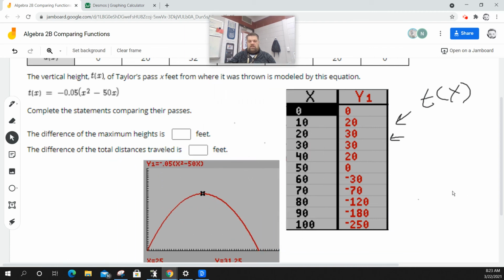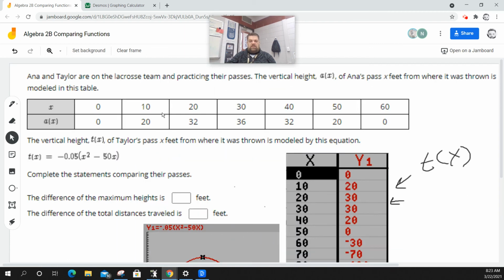So that's the maximum height of that. Now, if we look at this, I can clearly see that 36 is the maximum height on this one. And it occurs right in the middle of the symmetry, right? This number is the same as this number. This number is the same as this number. This number is in the middle of 20 and 40. So this maximum height is 36.